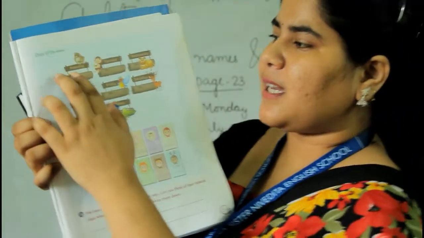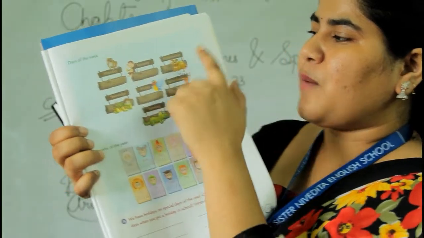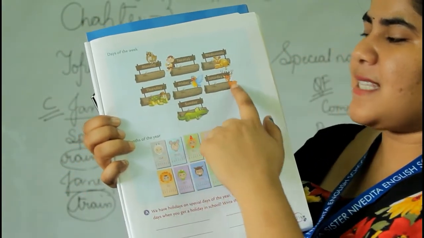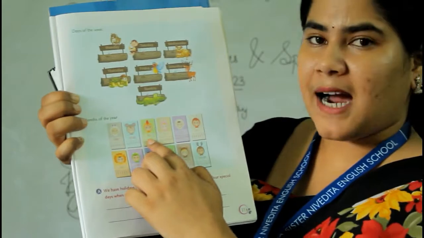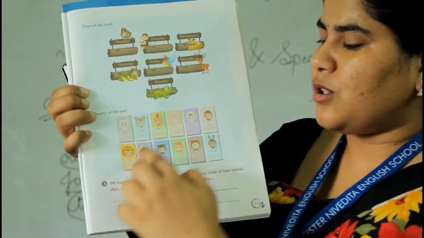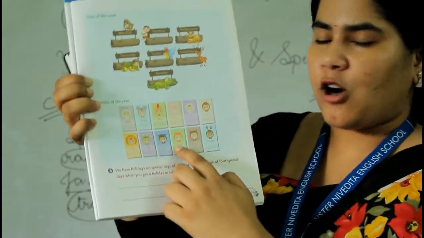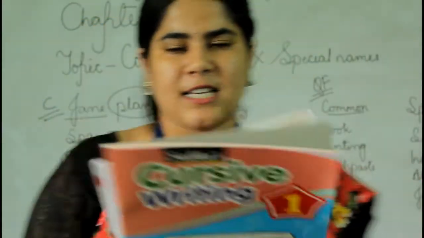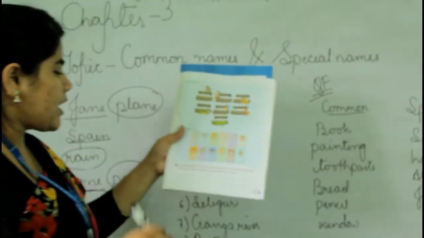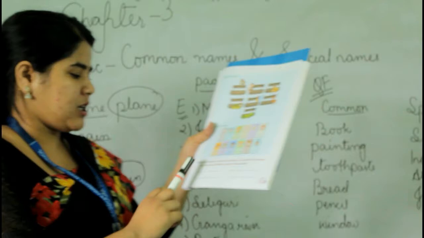The days of the week are Monday, Tuesday, Wednesday, Thursday, Friday, Saturday and Sunday. Months of the year: January, February, March, April, May, June, July, August, September, October, November and December. Okay. So let's proceed to exercise 1. Just have a look at the board. Page number 21, question number A.